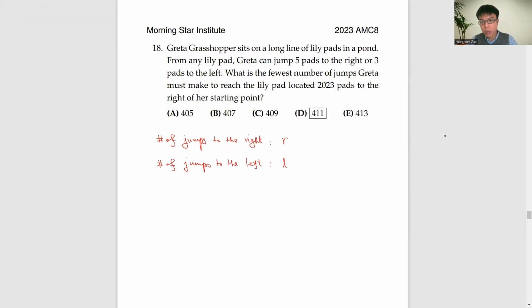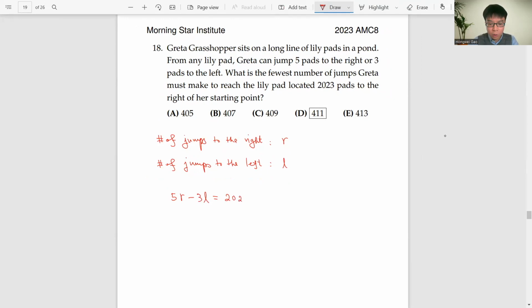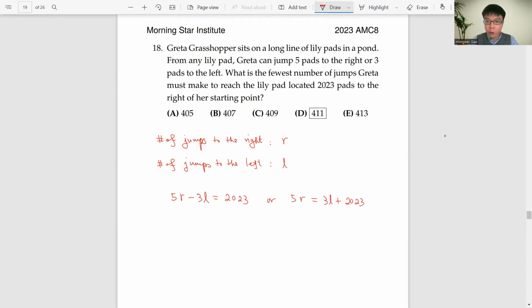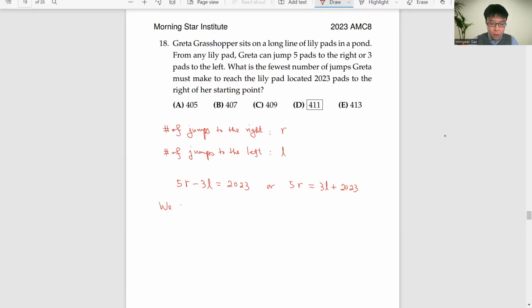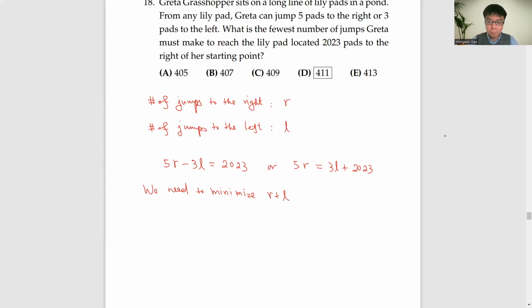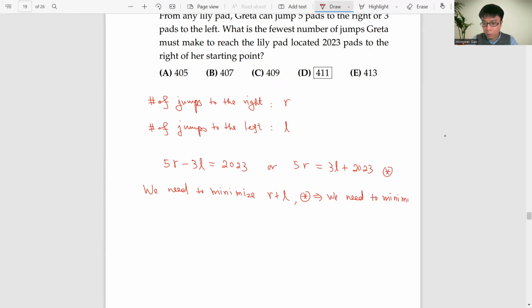Now we have that the total movement to the right, which is 5R minus 3L, should be 2023. Or if I move 3L to the right, I have 5R equals 3L plus 2023. Now, in this question, we need to minimize the total number of jumps. So we need to minimize R plus L. Based on the above equation, we need to minimize both R and L, because if one number is bigger, the other is also bigger. So we need to minimize both R and L.